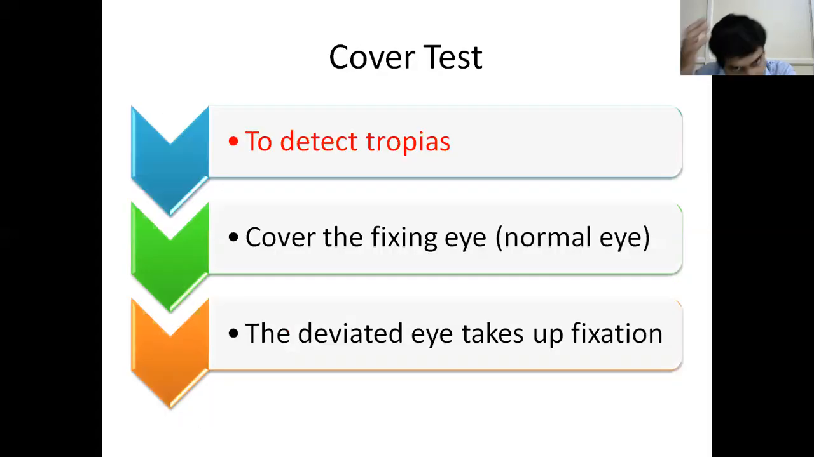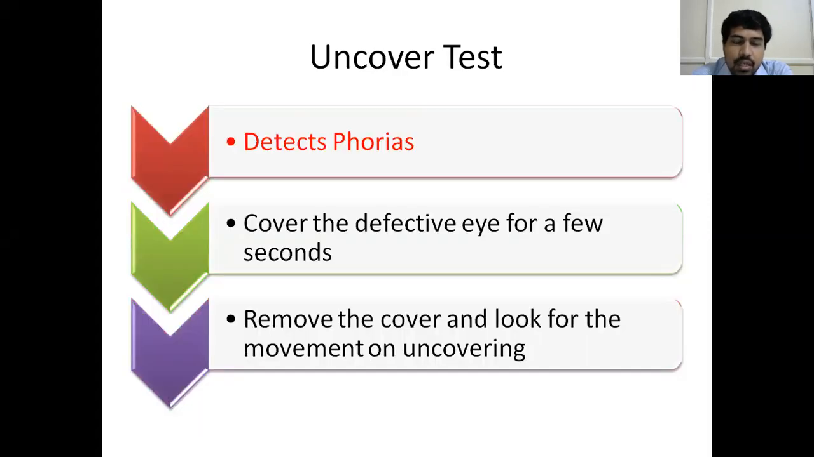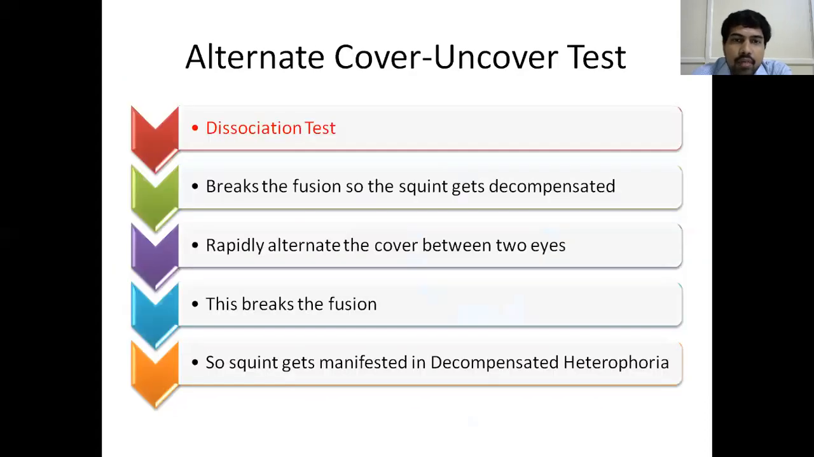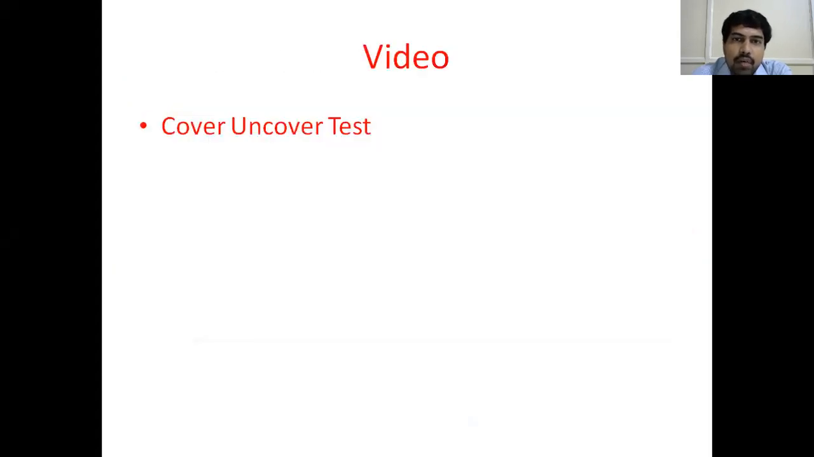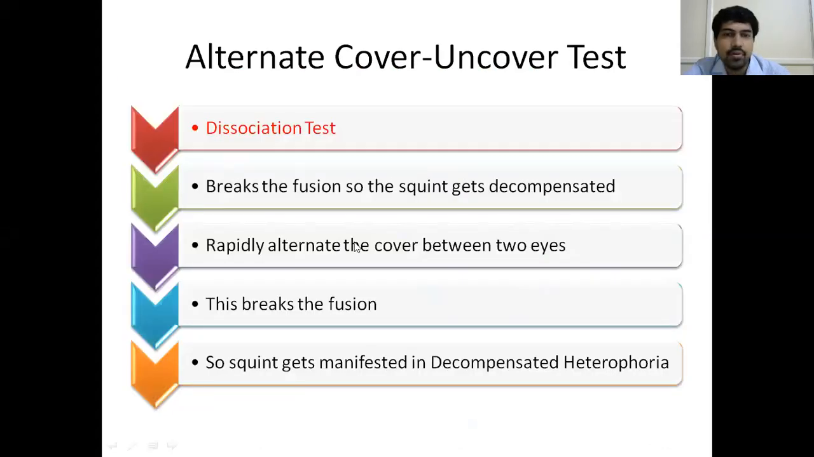So what is this cover test? So cover test is done to detect tropias. So cover the fixing eye or normal eye, the deviated eye takes a fixation. So what is this? We will see. And what is an uncover test? It is to detect phorias: cover the defective eye for a few seconds, remove the cover, and look for the movement on uncovering. So everything is looking the same. And alternate cover and uncover test. So what is all this? We will see in a small video. Hopefully this will take this class.